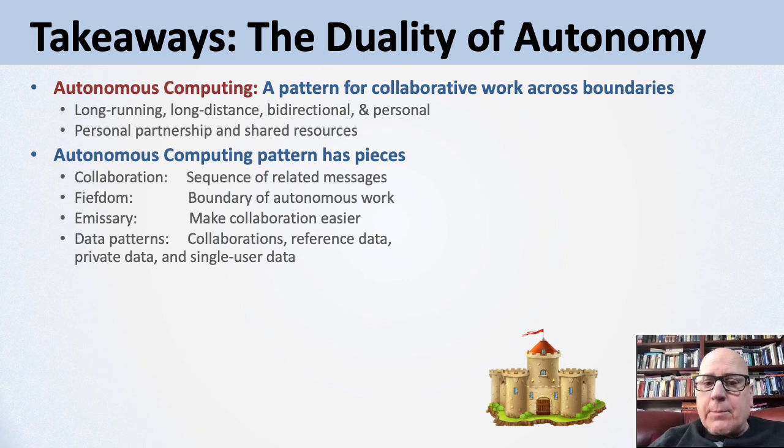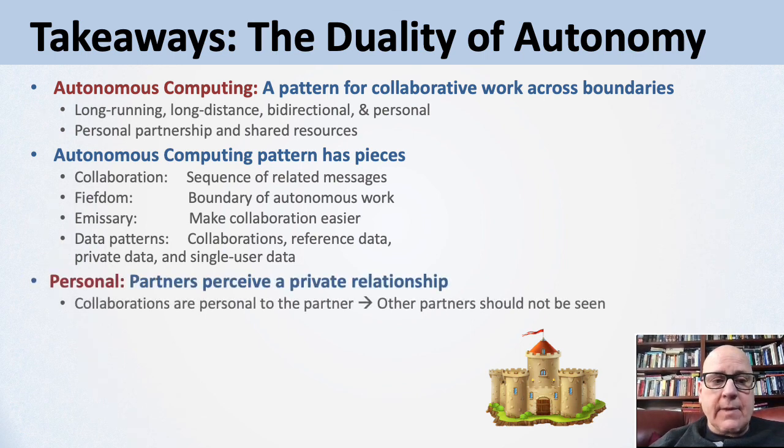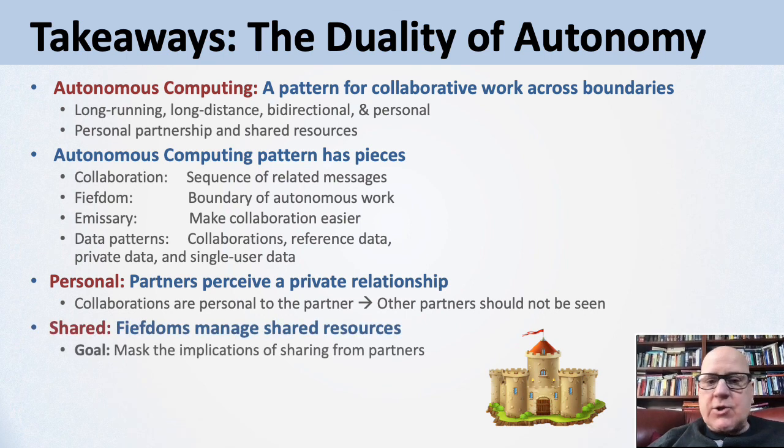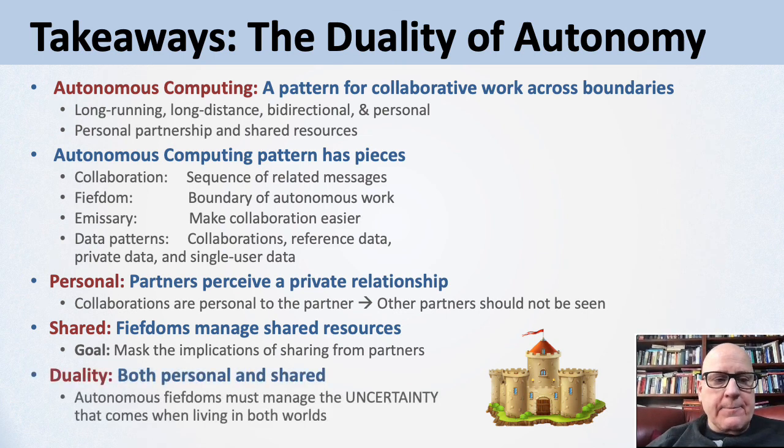Emissaries sit outside and help create the messages and the sequences to do collaborations. And then data patterns for collaborations, reference data, private data, and single user data are very important parts of the pattern. It's personal. Partners perceive a private relationship. The collaborations, the sequences of messages, get work done for a single collaborator, and the other partners should not be seen. But it's shared because there are managed shared resources. So the goal is to mask the implications of sharing from these partners. And it is a duality because it is both personal and shared.